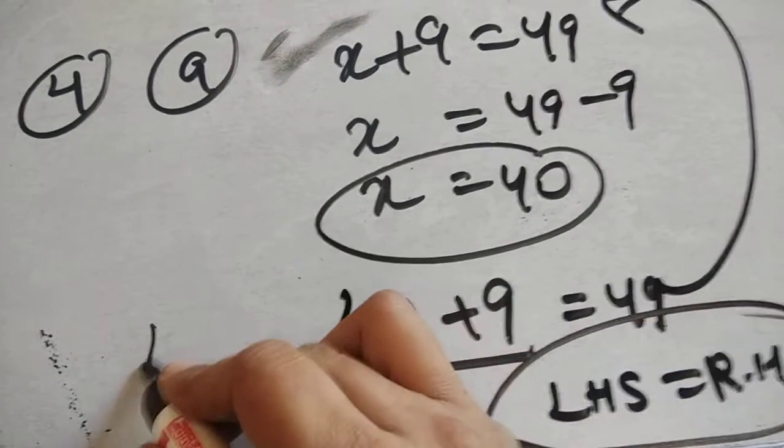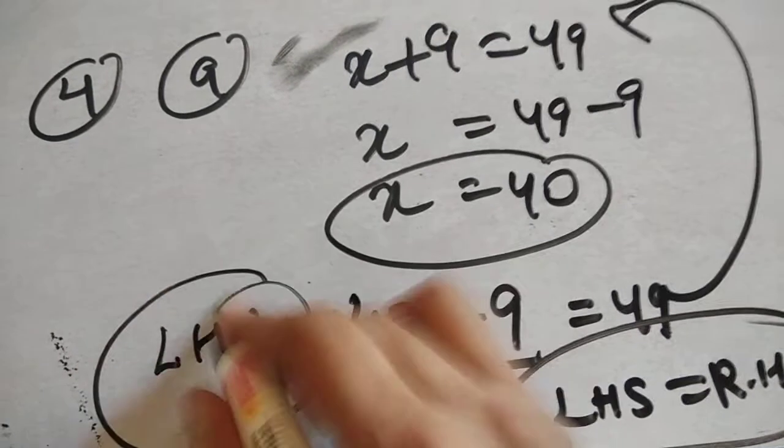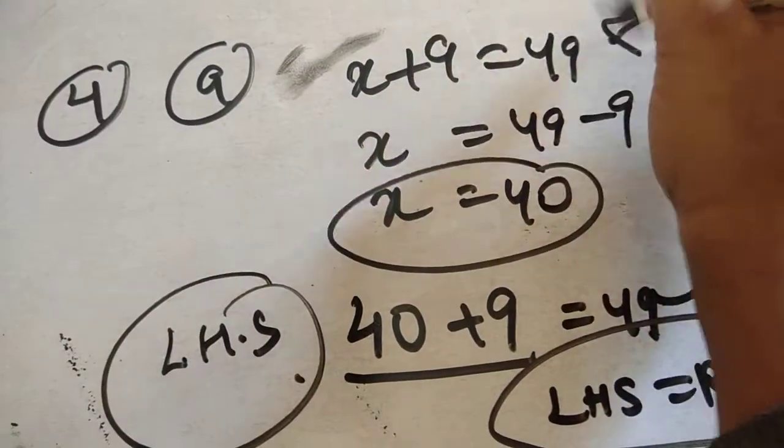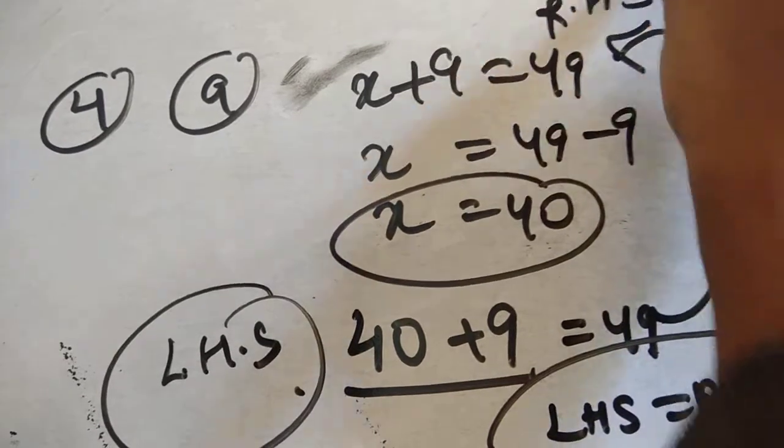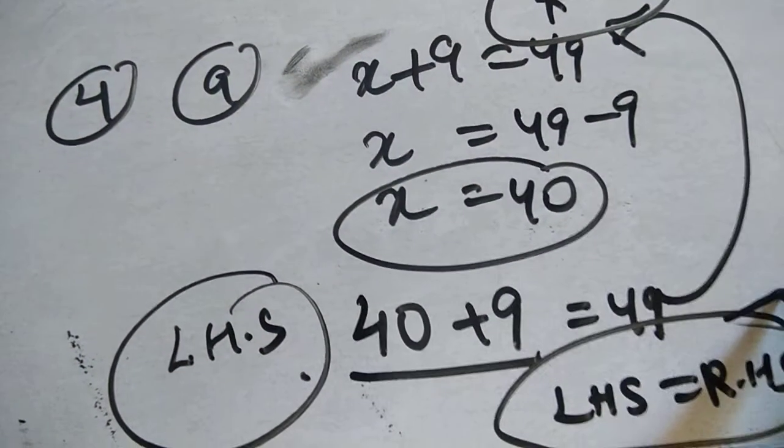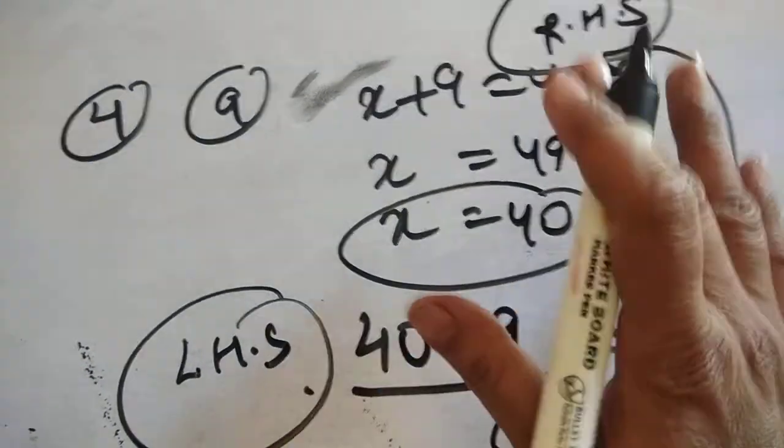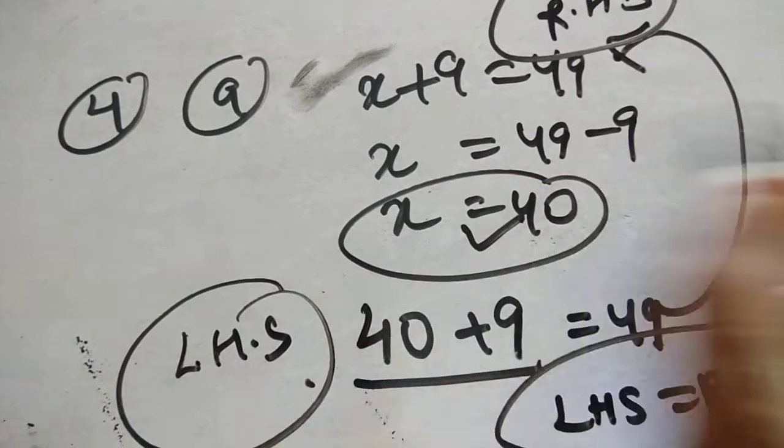Okay, we take the LHS part. If LHS equals RHS, then the condition is satisfied, and it is verified that this is the right answer. Like in C.